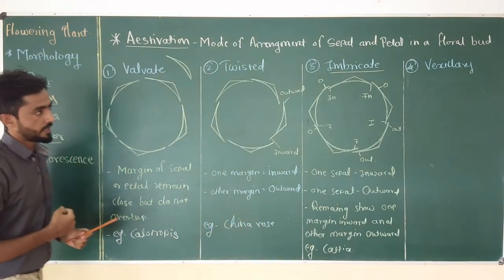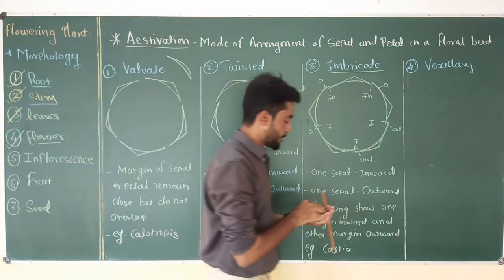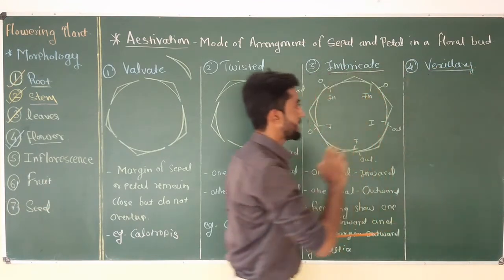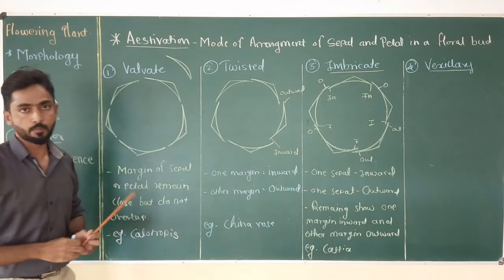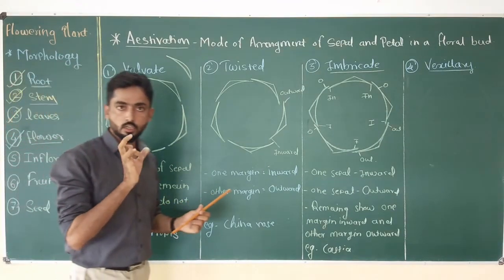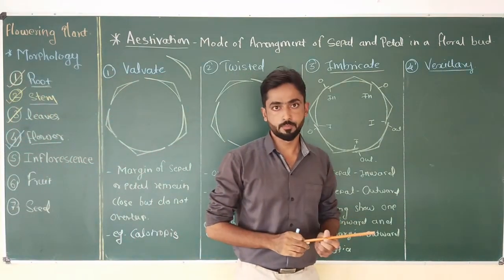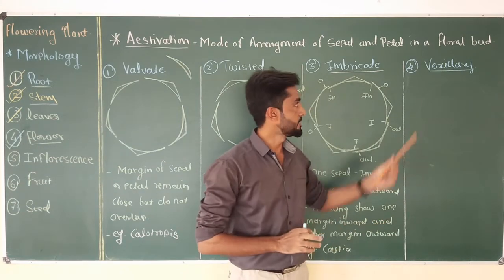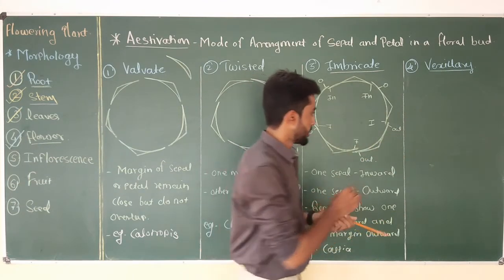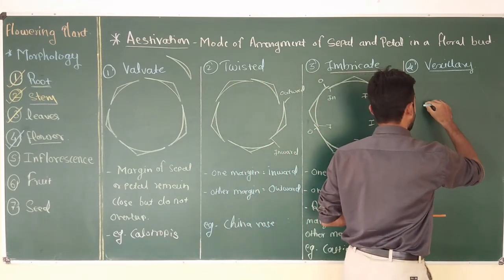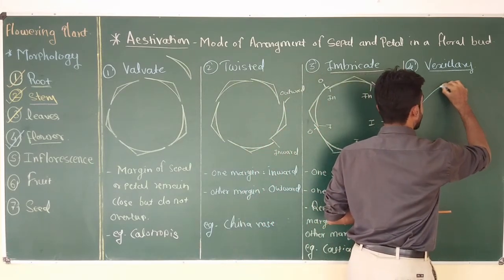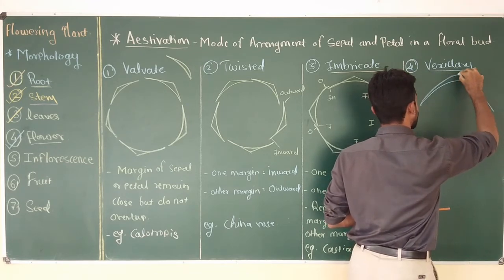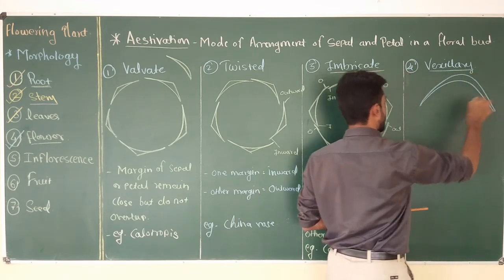Now, the last type of aestivation is vexillary. It is quite different from the remaining three types of aestivation, in which the corolla gets butterfly shaped. Okay, that means petals get a special kind of shape in this type of aestivation. One of the petals becomes enlarged in size. Okay, I am drawing a petal here, so convex structure.